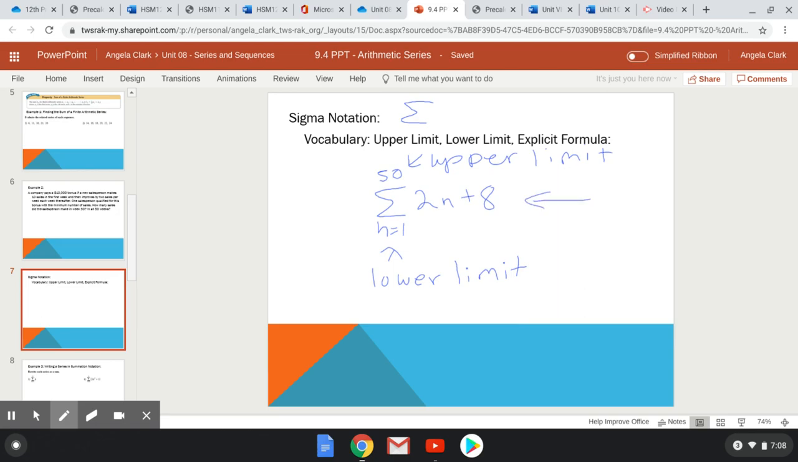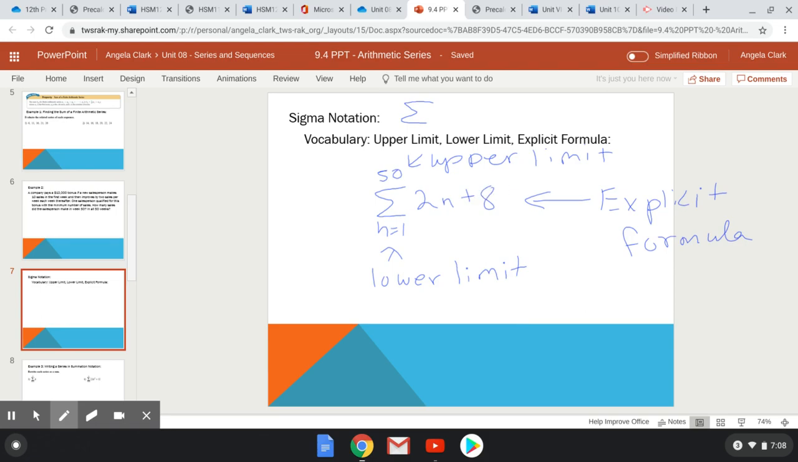And then this, hopefully you remember, this is the explicit formula that we found. So this is going to be the explicit formula for your sequence. And then the number of, in this case, weeks, but the term number that you're going from. So this is from 1 to 50. So we read this, the sum from n equals 1 to 50 of 2n plus 8 is how you would read that.